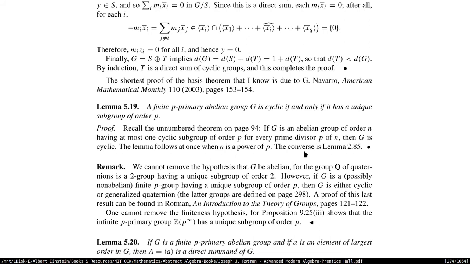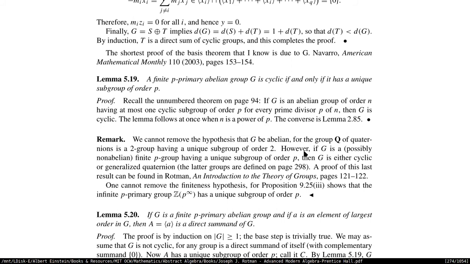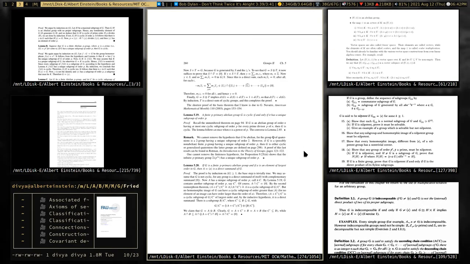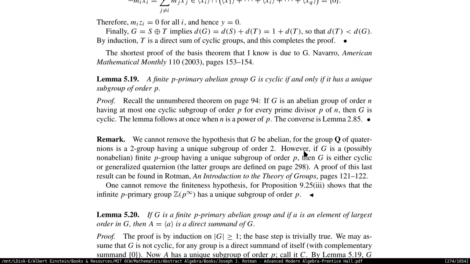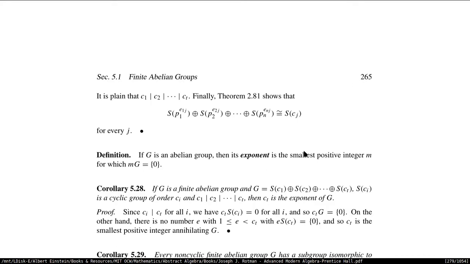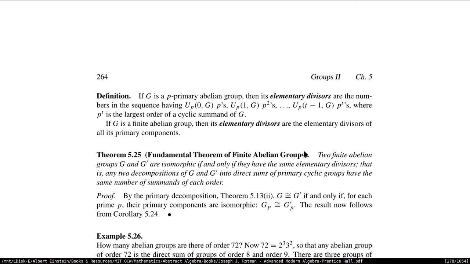I'm trying to find where it is. Yeah. Theorem 5.25, Fundamental Theorem of Finite Abelian Groups, and it's got like a 2.5-line proof. Oh. The result follows from Corollary 5.24. Well, that has to be the shortest.